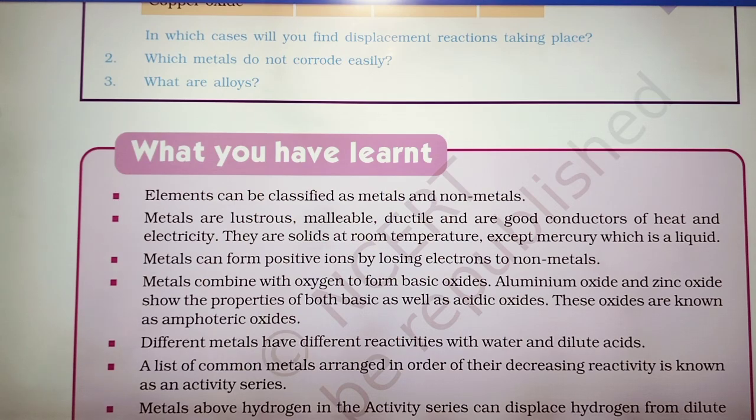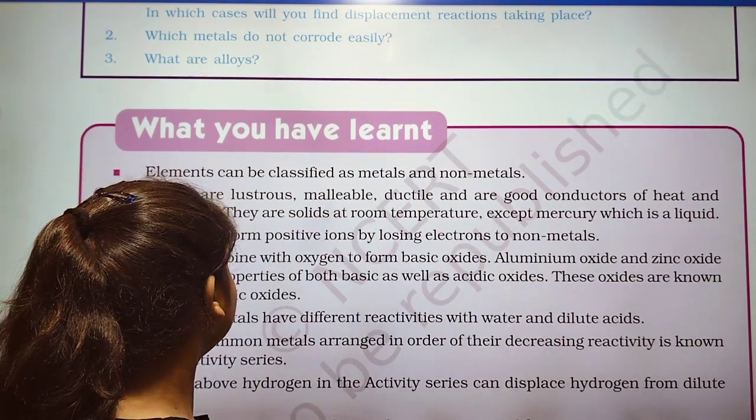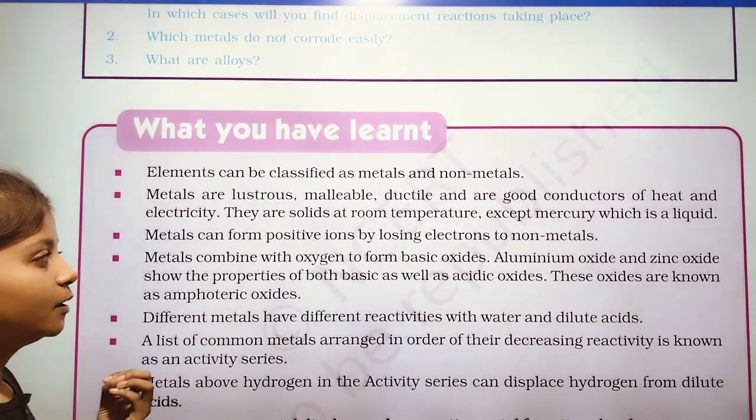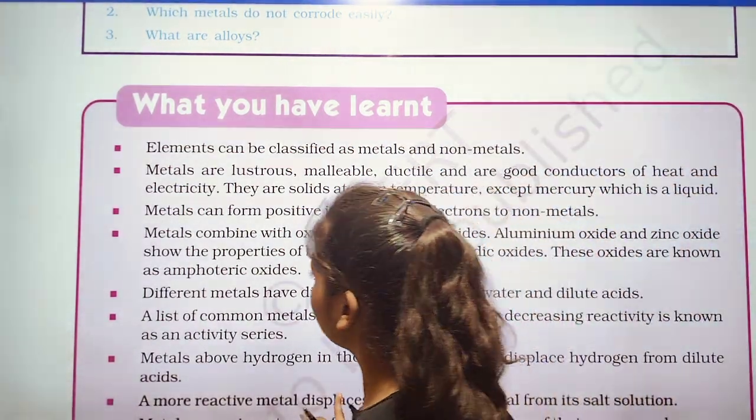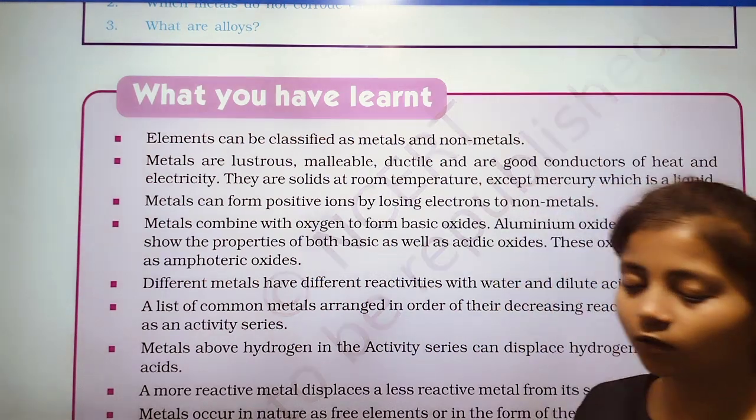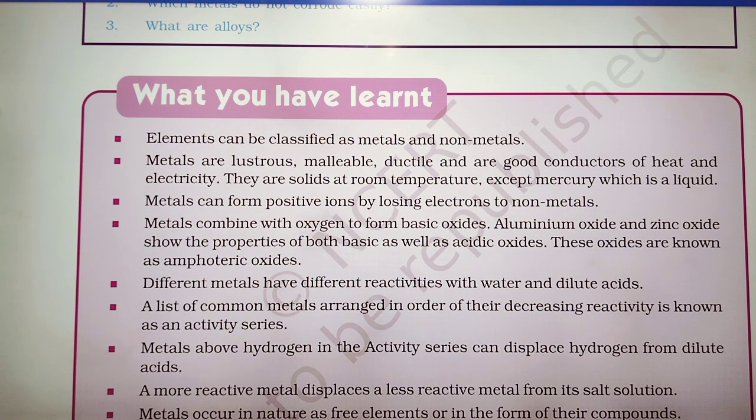Metals combine with oxygen to form basic oxides. Aluminum oxide and zinc oxide show the properties of both basic as well as acidic oxides. We have already seen that in the previous topics about amphoteric oxides. Also, different metals have different reactivity with water and dilute acid, which we have already seen.